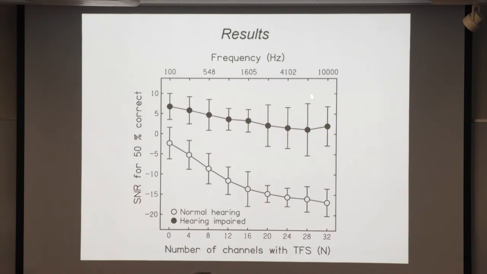Now you can see here the error bars are quite large. Some hearing impaired subjects did get a reasonably large benefit in adding temporal fine structure, and other subjects really got no benefit at all. So for some subjects, their performance was the same with intact speech and vocoded speech. It was as if those subjects were only sensitive to envelope cues and weren't using temporal fine structure at all.